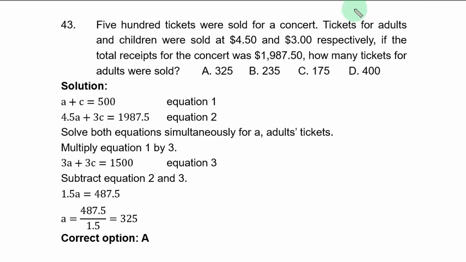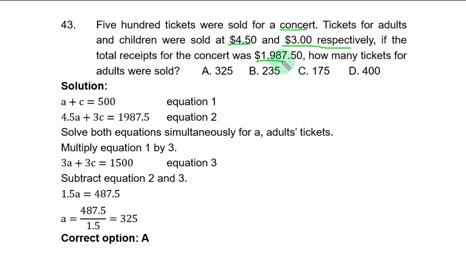Question 43. 500 tickets were sold for a concert. Tickets for adults and children were sold at $4.5 and $3 respectively. If the total receipts for the concert was $1,987.5, how many tickets for adults were sold?